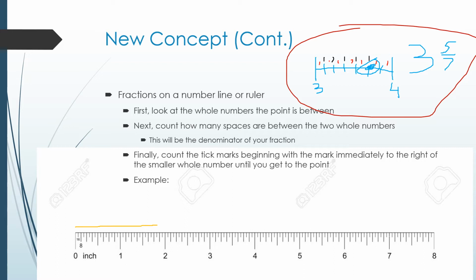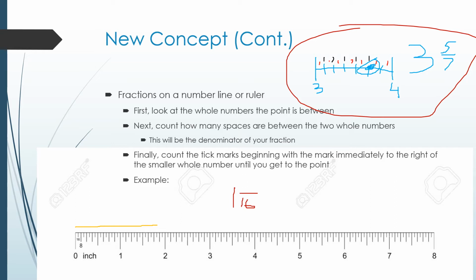we're going to use what we just learned up here to figure out how long that line is. Now we're between the whole numbers 1 and 2, so we know that our whole number is going to be 1. And now we don't need to count the spaces between the inches because we know that there are 16 spaces between the inches. That's why it's called a 16th. So we're going to put a 16 here, and we're going to measure to the nearest 16th of an inch.